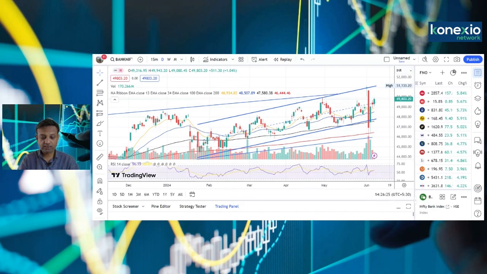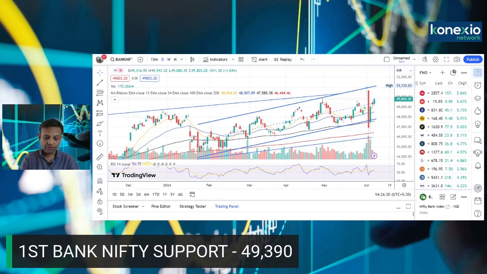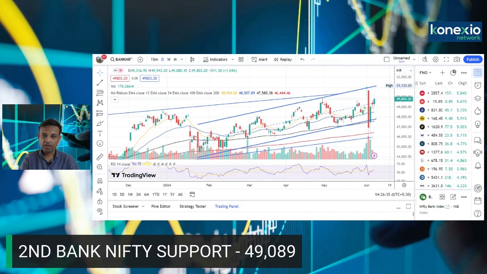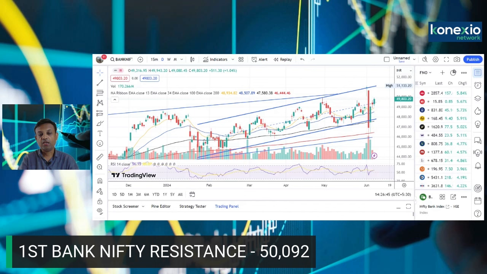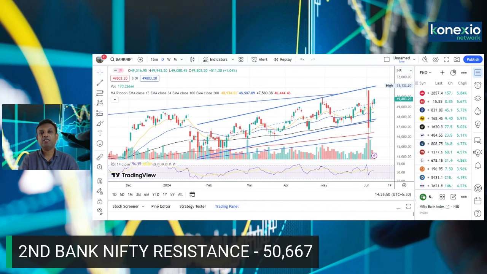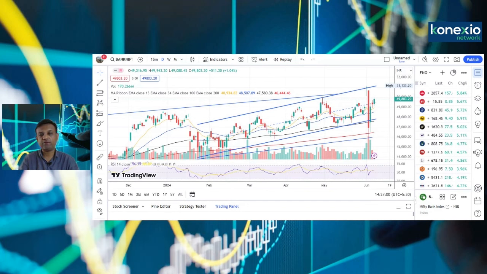So now friends, let us discuss the important support and resistance levels in Bank Nifty for the next week. The first support in Bank Nifty is placed around 49,390. Below that, the second support is placed around 49,089. Third support in Bank Nifty is placed around 48,520. On the upside, the first resistance is around 50,092. Above that, the second resistance is around 50,667, and third resistance is placed around 50,979. These are the crucial support and resistance levels in Bank Nifty.